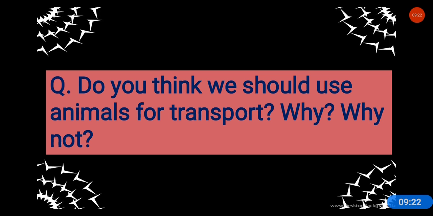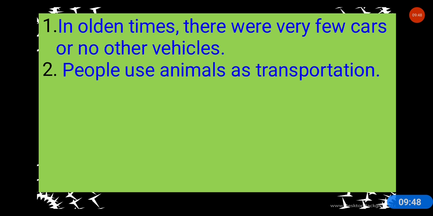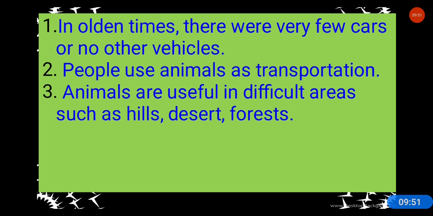Now, do you think we should use animals for transport? Why and why not? Let me tell my opinion. In olden times, when there were very few cars or no other vehicles, people used animals as transport, right? And animals are useful in difficult areas such as hills, desert, forest, right?